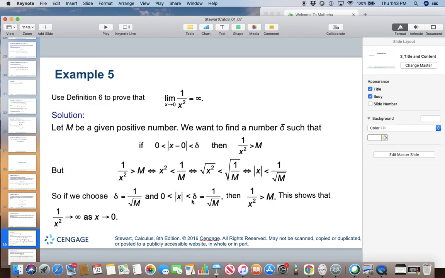Absolute value of x less than delta will imply 1 over x squared greater than M. That is, 1 over x squared approaches infinity as x approaches 0.